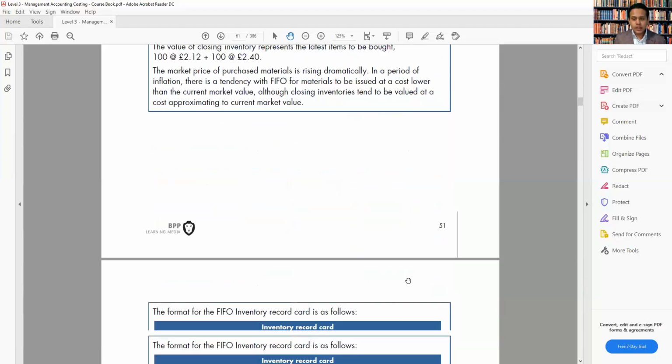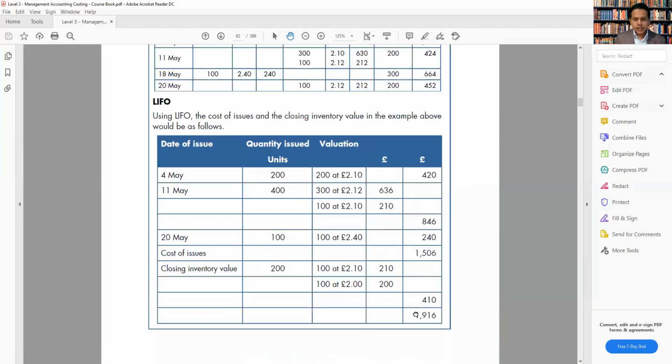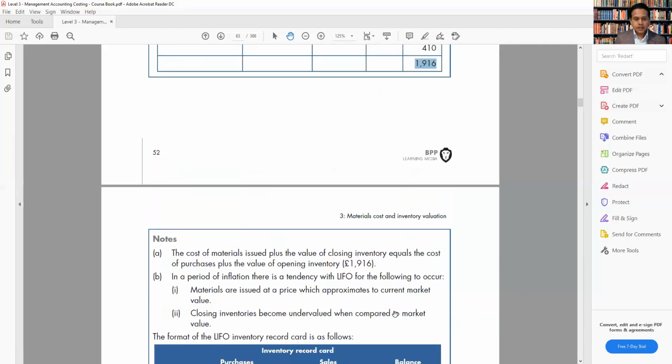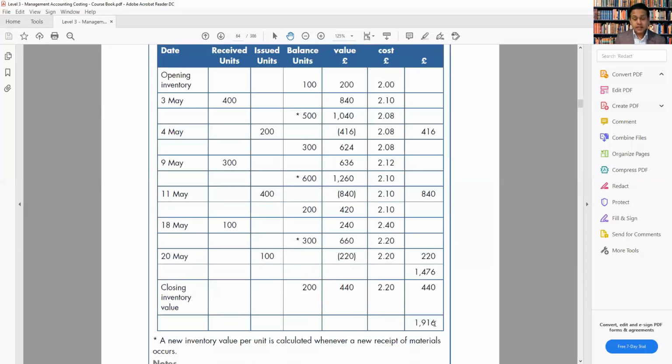Now if I go to the next one, the LIFO, the closing inventory value is 1916. And if you go to the AFCO, the closing inventory value is 1916. So whichever method you use, at the end your cost is the same anyway. But the problem happens when you have opening inventory and closing inventory, and at that time the profit statement could fluctuate because of the inventory valuation method.